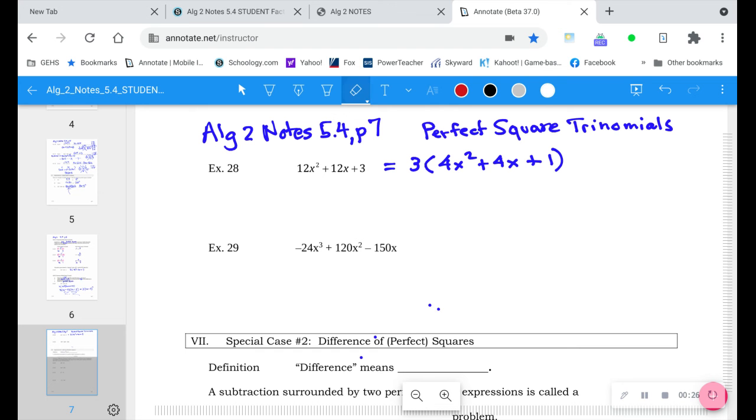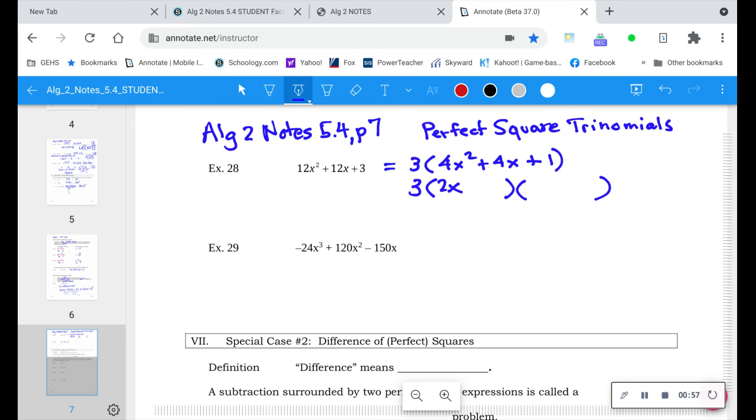And at this point, if you're trying to look for these problems, you should notice that you've got a perfect square on each end. The square root of the front one is 2x times 2x, so it'd be 2x. And the square root of the back one is just 1 times 1. So 2x times 1 is 2x, and you double it to get the one in the middle. So this works out.